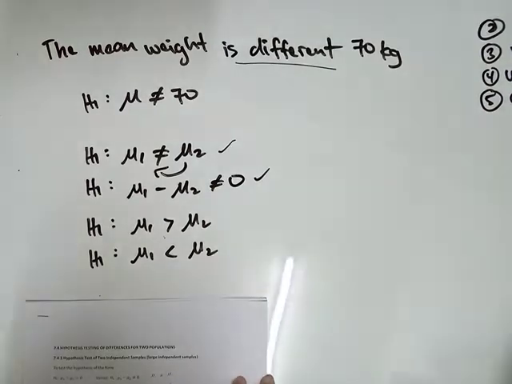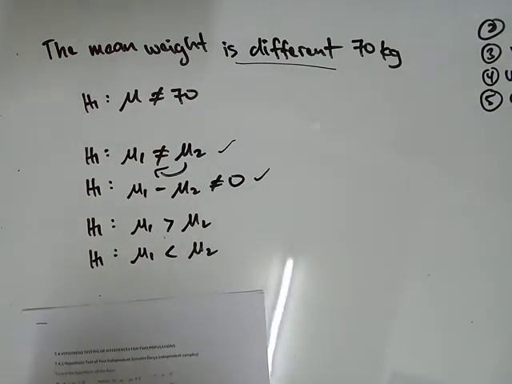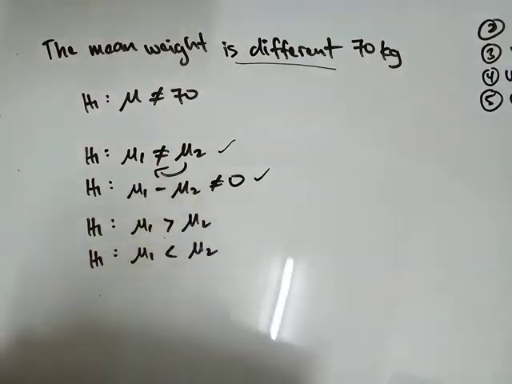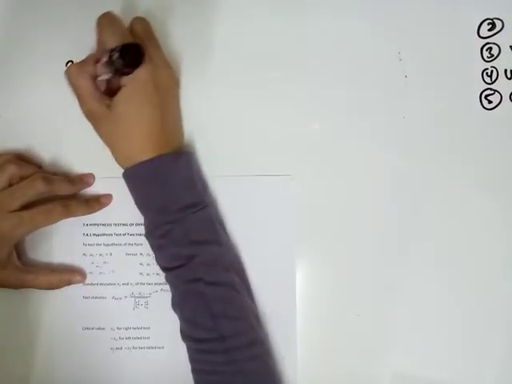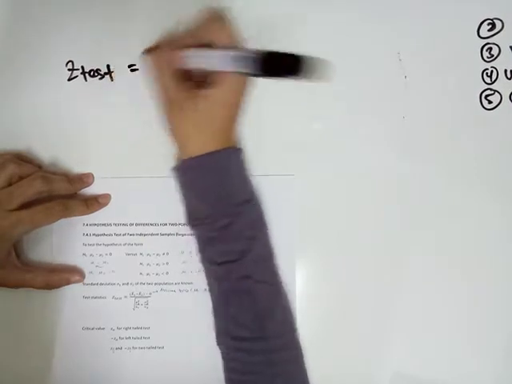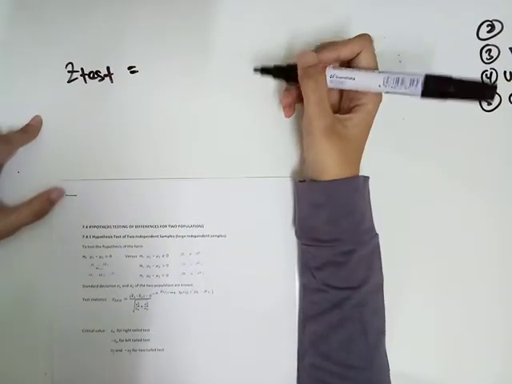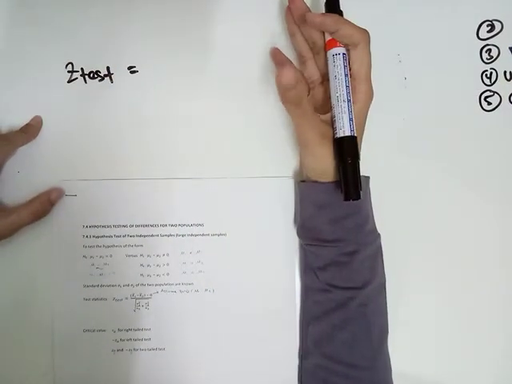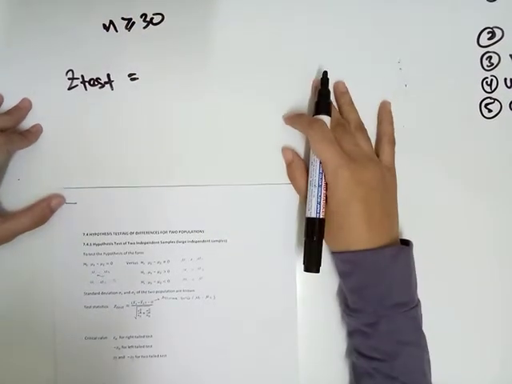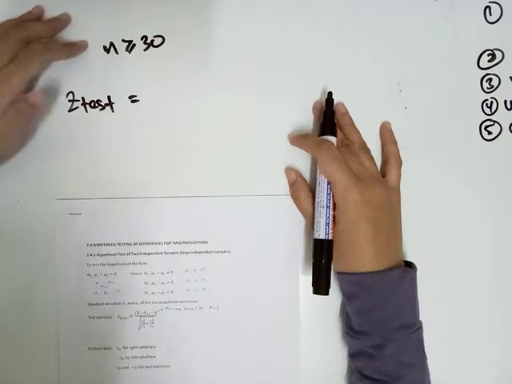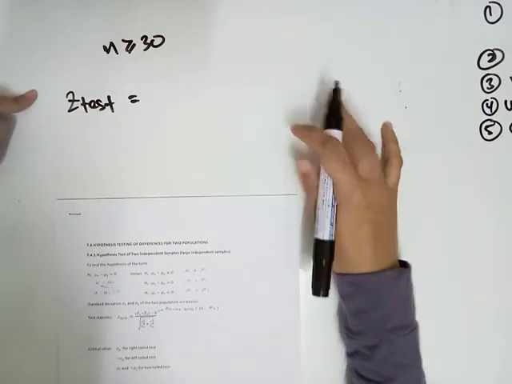Can you understand? And then the standard deviations of the two populations are known. They will give their values, and then we need to test using the Z-test formula. Why the Z-test formula? Because it is a large number of samples, when n is more than or equal to 30. So we need to use the Z-test formula.